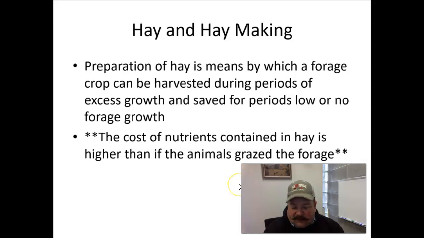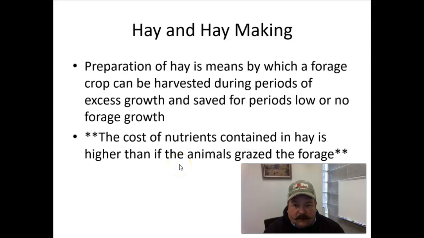So first of all, a definition of what hay is. I'm pretty sure you could all get there, but putting some sideboards around it. Preparation of hay means we're going to harvest a forage during periods of time that we're growing lots and lots of it, and save it for sometime when we're not growing lots of it. So today's a perfect example. I'm kicking hay off the back of a pickup.